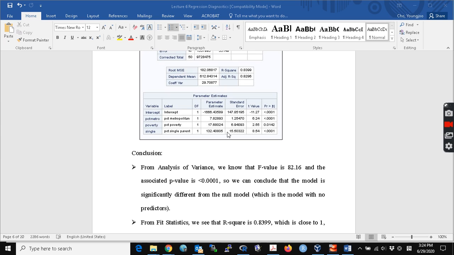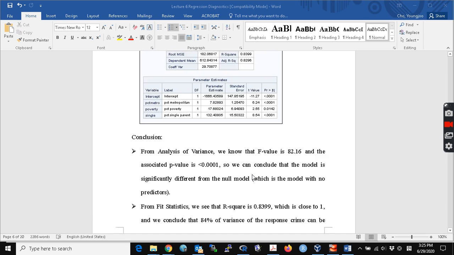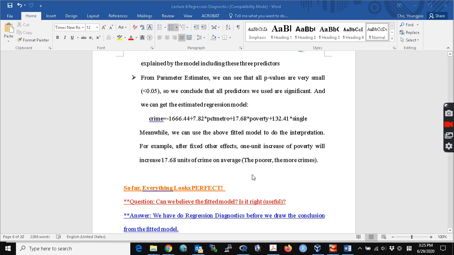And then the next step is the parameter estimates. So these parameter estimates are the estimated regression coefficients, and this is the standard error of the regression coefficients. And then this is a t-value, which is from the t-test. We are doing a t-test on this statistic. And then these p-values are less than 0.05, which means that these four regression coefficients are significant. So we can get the estimated regression model.